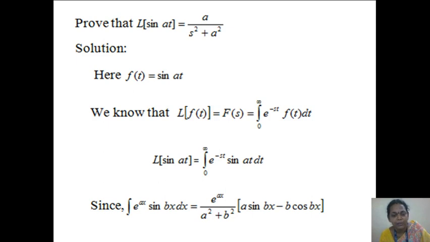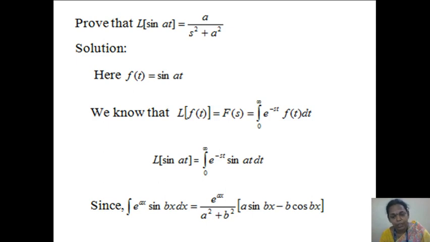Next, prove that L of sin at is equal to a divided by s square plus a square. Here f of t value is sin at. We already know the definition of the Laplace transformation: L of f of t is equal to the integral from 0 to infinity of e power minus st into f of t into dt. Substituting f of t equal to sin at, we get the integral from 0 to infinity of e power minus st into sin at into dt.